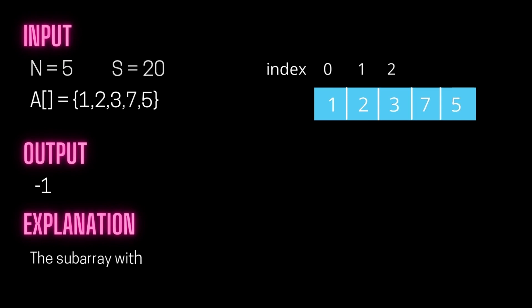Let's see another sample input and output. Here the only change is the s is equal to 20. Now when we see in the complete array, there is no subarray which gives us the sum 20. That means that subarray doesn't exist. So the output will be -1 here.